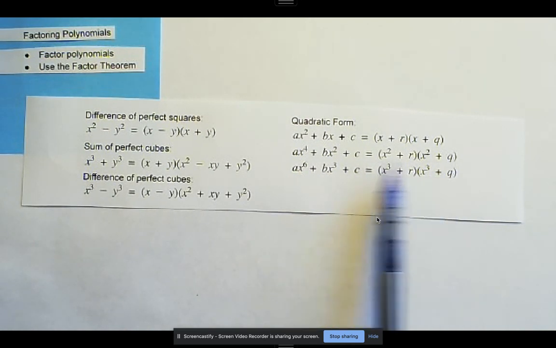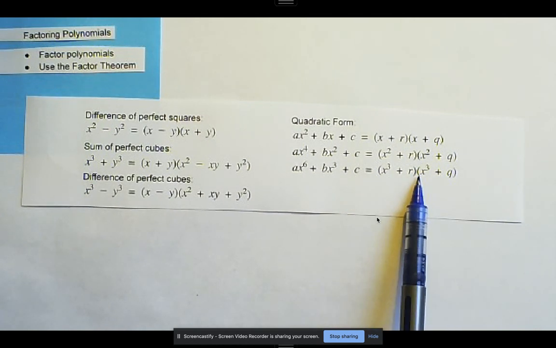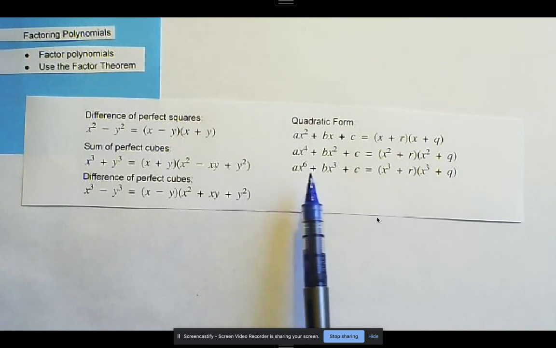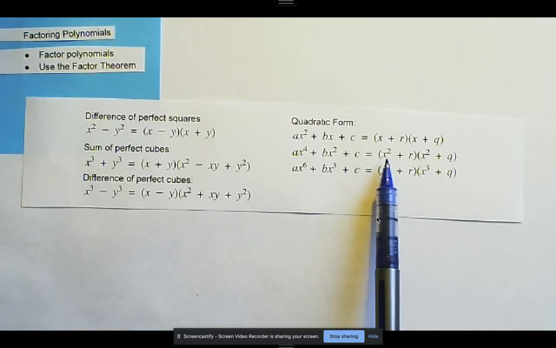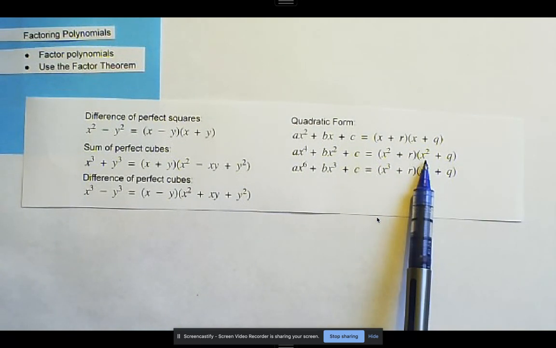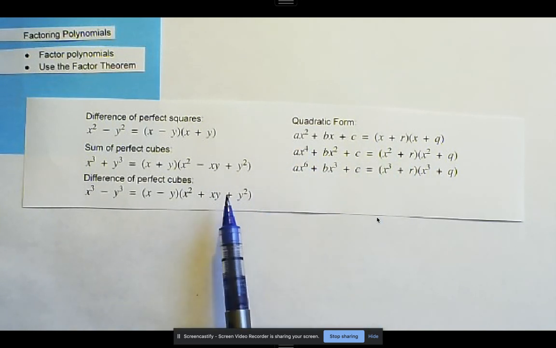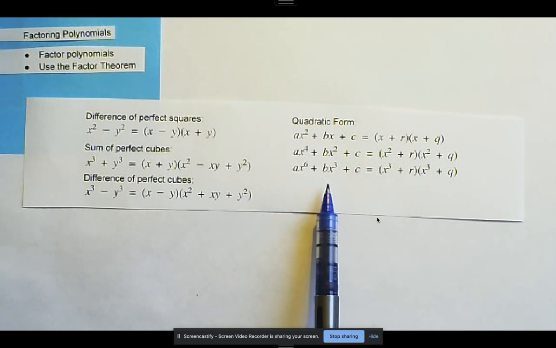And when we do that in factored form, the first term of each binomial needs to multiply together to make that first degree. So x cubed times x cubed is x to the 6th. X squared times x squared becomes x to the 4th. X times x becomes x squared. This pattern will continue as long as the degree of the lead term is always twice that of the middle term.